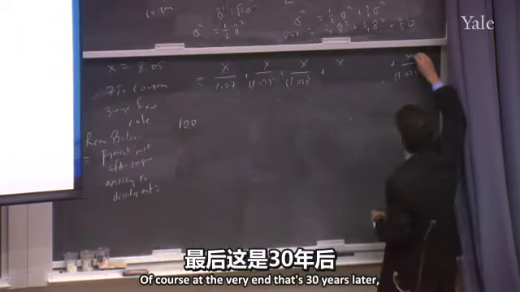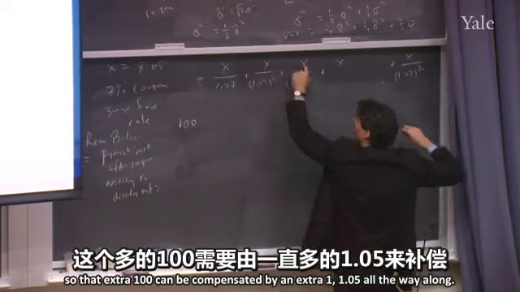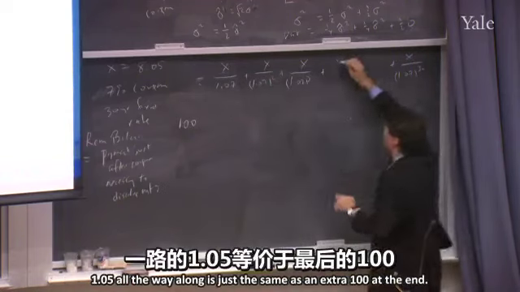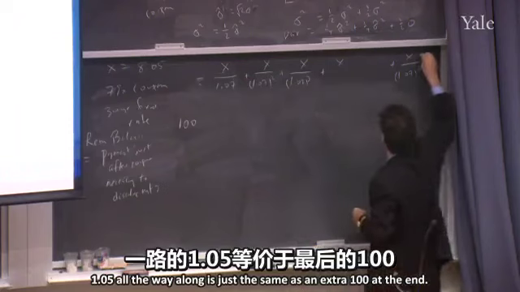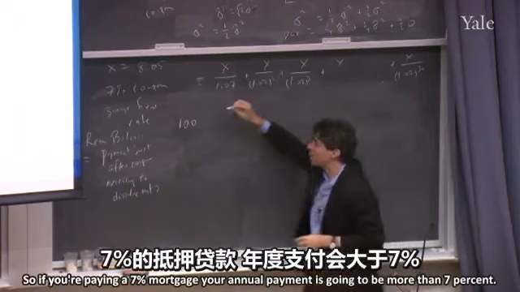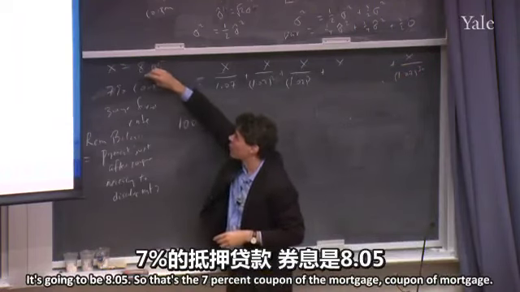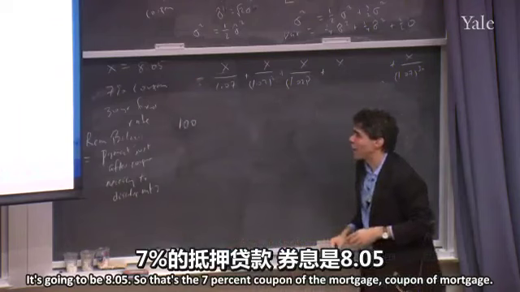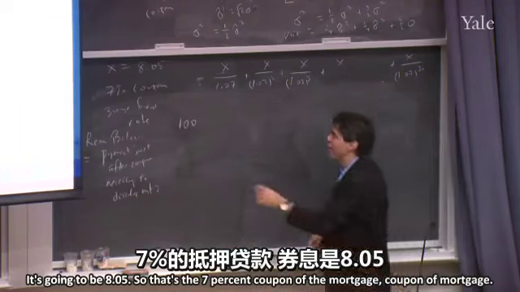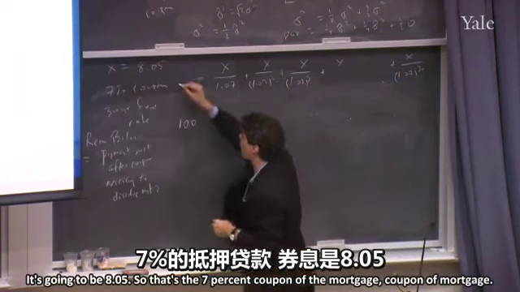Of course, at the very end, that's 30 years later, so that extra 100 can be compensated by an extra 1.05 all the way along. 1.05 all the way along is just the same as an extra 100 at the end. So the payment is 8.05. If you're paying a 7% mortgage, your annual payment is going to be more than 7%. It's going to be 8.05. That's the 7% coupon of the mortgage.